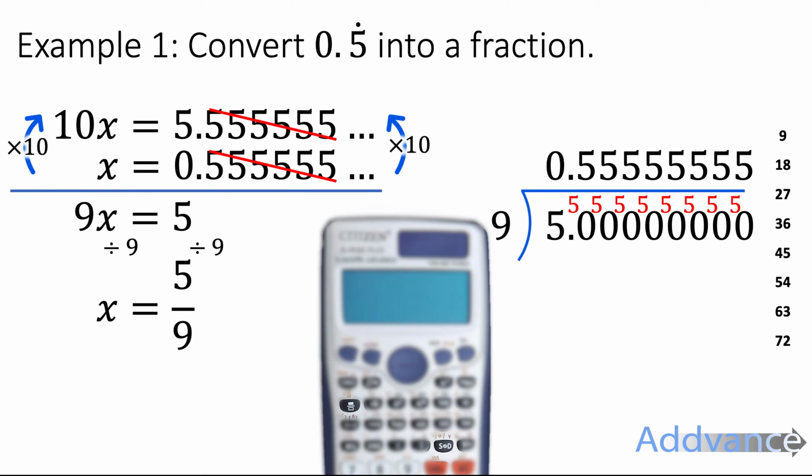You can also check this on your calculator by using the fraction button and then the SD button to convert into decimals. So you can type 5/9 into your calculator, and you should see that it does give you 0.55 recurring as the answer. And so you can always check your work just by putting your fraction into the calculator and seeing if it is indeed the decimal you're given at the start.